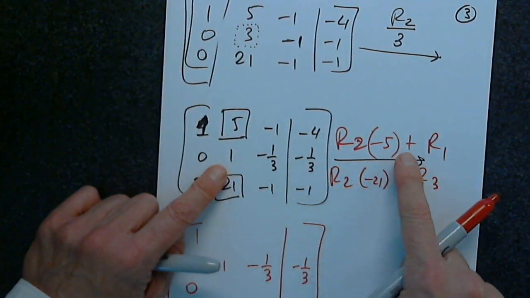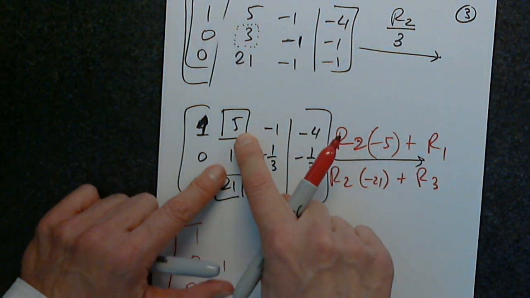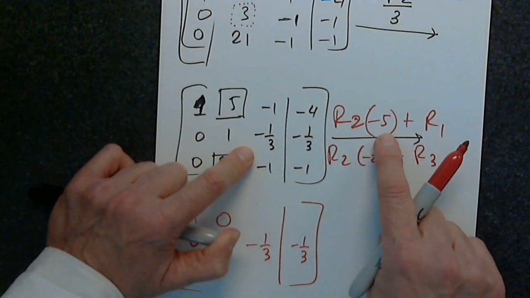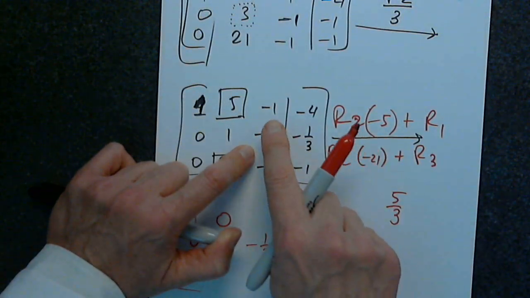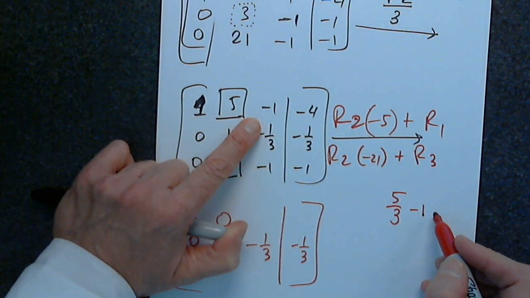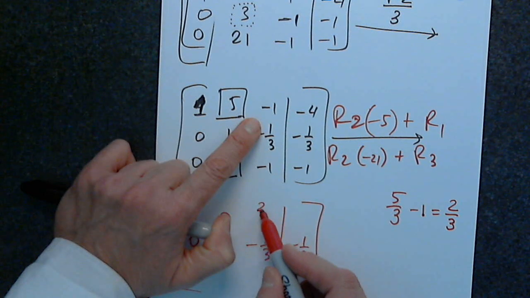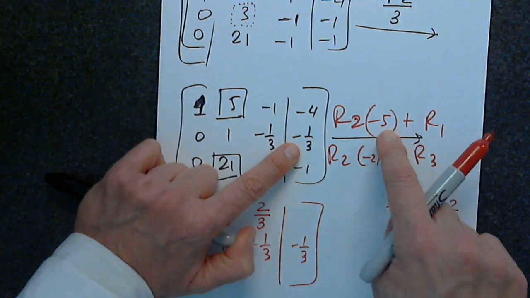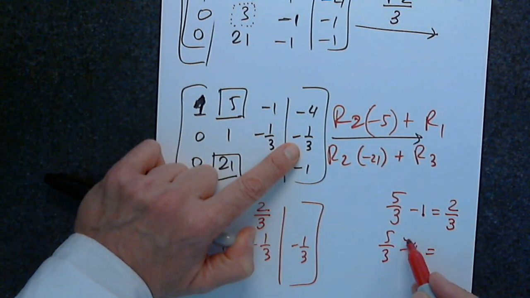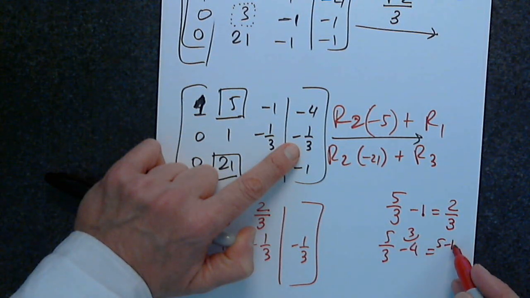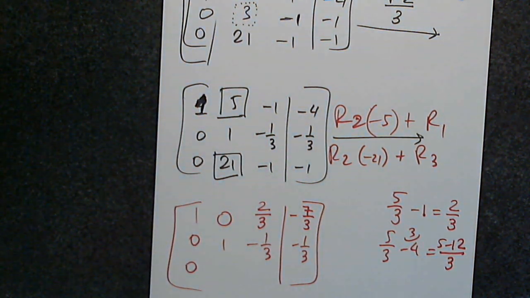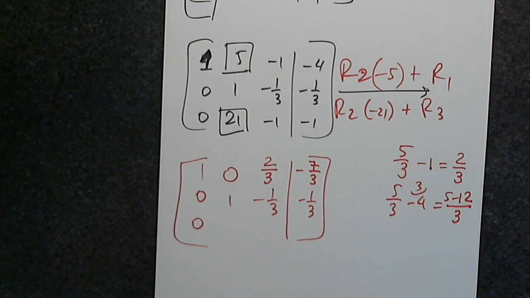So let's do this together. 1 times negative 5 plus 5. Perfect. Now careful now. Negative 1/3 times negative 5 is 5/3, but I have to subtract 1. And that makes it 2/3. Again, negative 1/3 times negative 5 is 5/3. And minus 4, I need to multiply by 3. So it's 5 minus 12 over 3. Negative 7/3. Is this okay?